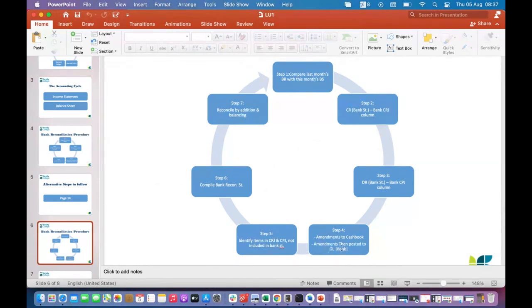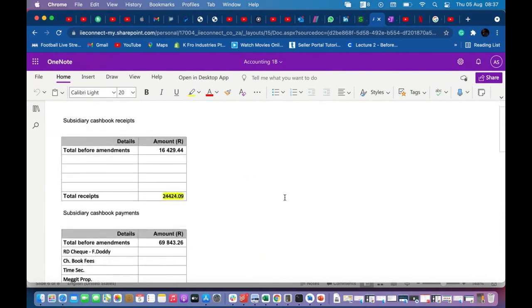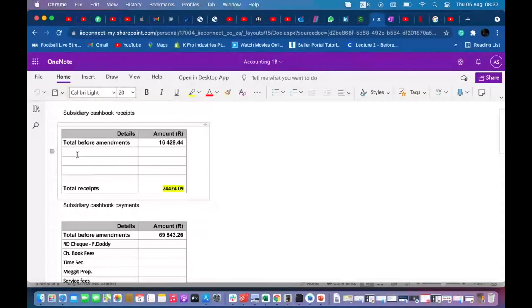So we're here now at step number 4, where we need to make the amendments to the cash books and then also post to the bank account in the general ledger in your T account. That's step number 4. All right, so let's do that. So here we are. I'm just wondering about time. I've just left those entries in there, which is good. That should save us some time.